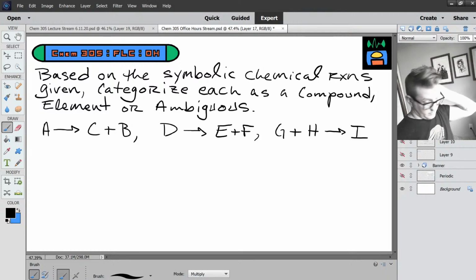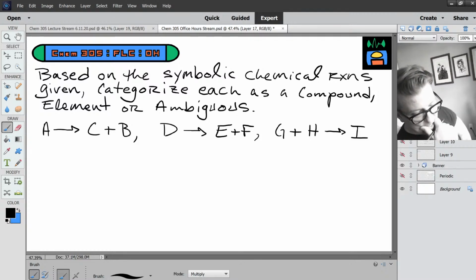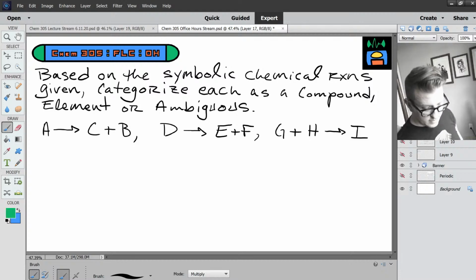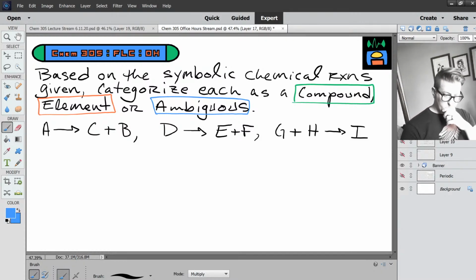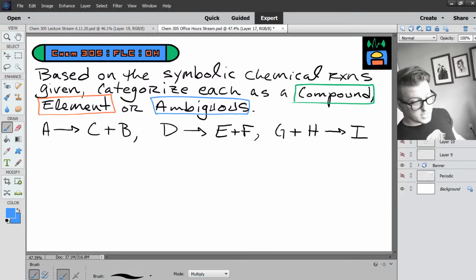All right. So okay, this problem is very similar to problem number 7 in the homework. So we need to identify if these are compounds, elements, or ambiguous, if there's no way to tell. Okay, so let's break this down.